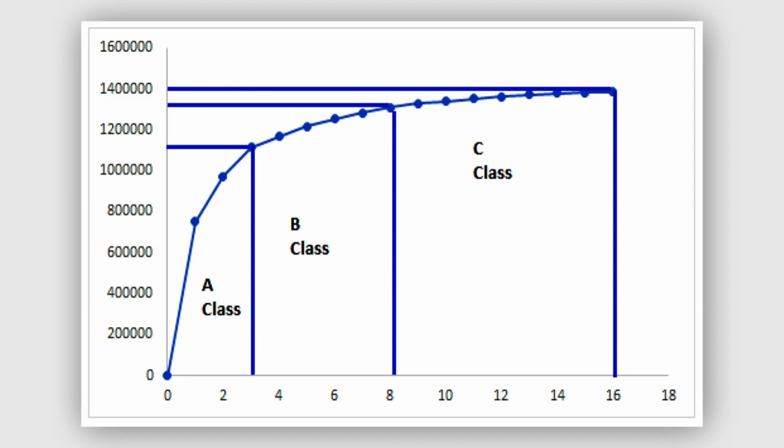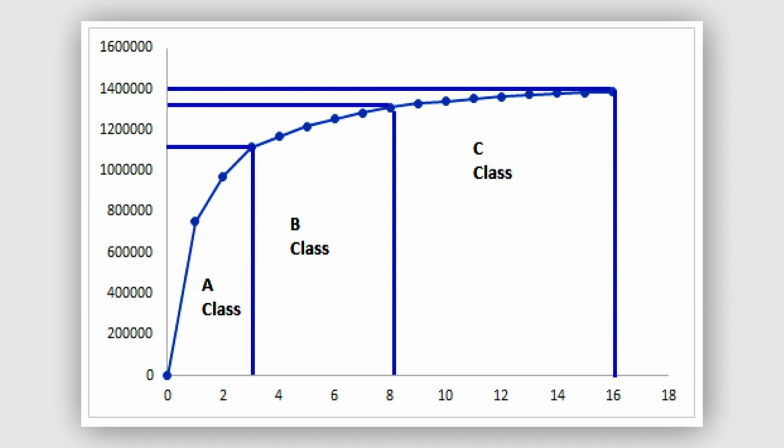Then come to the C class items, which have the largest volume, suppose 16 tons or 16 numbers, whatever it is, but the value is only 1 lakh. So this is the graph. We can see the deviation between the A class, B class, and C class items. This way we can know how we control the stores by ABC analysis.